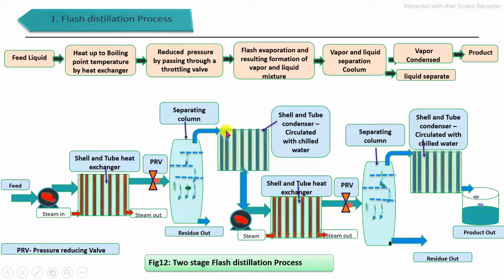The more volatile components are passed into the condenser and condensed. This product is fed into the second flash distillation process in order to get more of the volatile component, and we get the more concentrated product at that final stage.